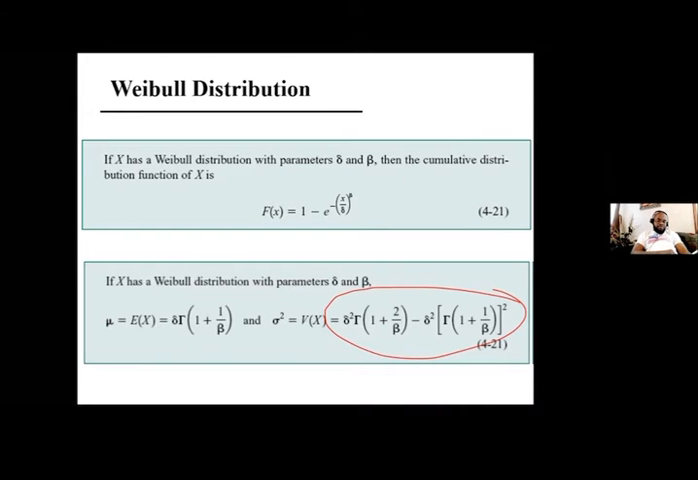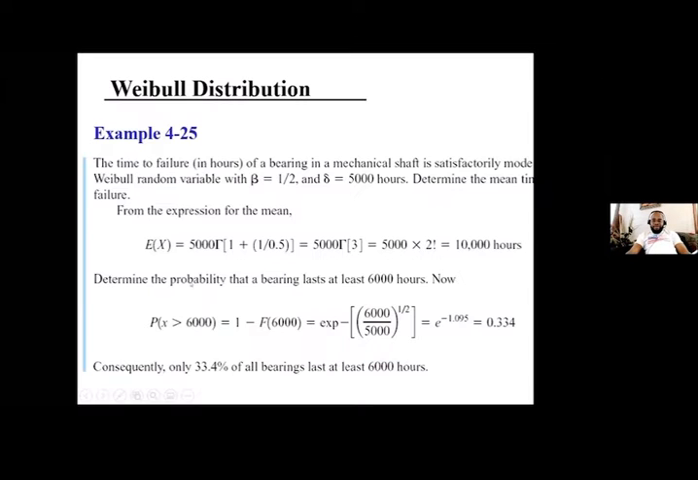And you know what? From the question, we can also answer a probability question. Determine the probability that a bearing lasts at least 6,000 hours. Oh my God, at least. I told you yesterday, that is a greater than sign. And when you say greater than, I told you in the formula, the probability of X greater than a small x is 1 minus the CDF. Don't forget the CDF is the probability of x less than or equal to that.